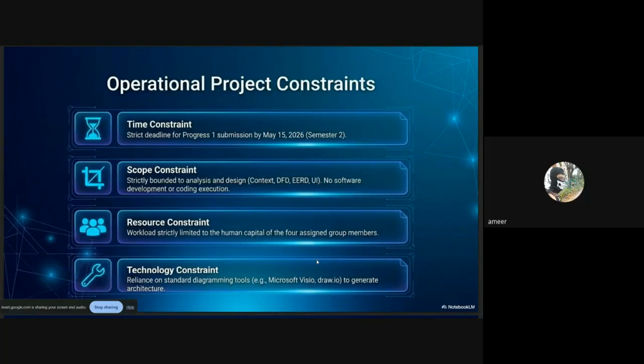And for 3, resource constraint. The workload was limited to the human capital of our 4 assigned team members. And the fourth one is technology constraint. We relied on standard, accessible diagramming tools such as Draw.io to generate our architecture. And now I will pass the presentation back to Arik to discuss our system context and logical processing.